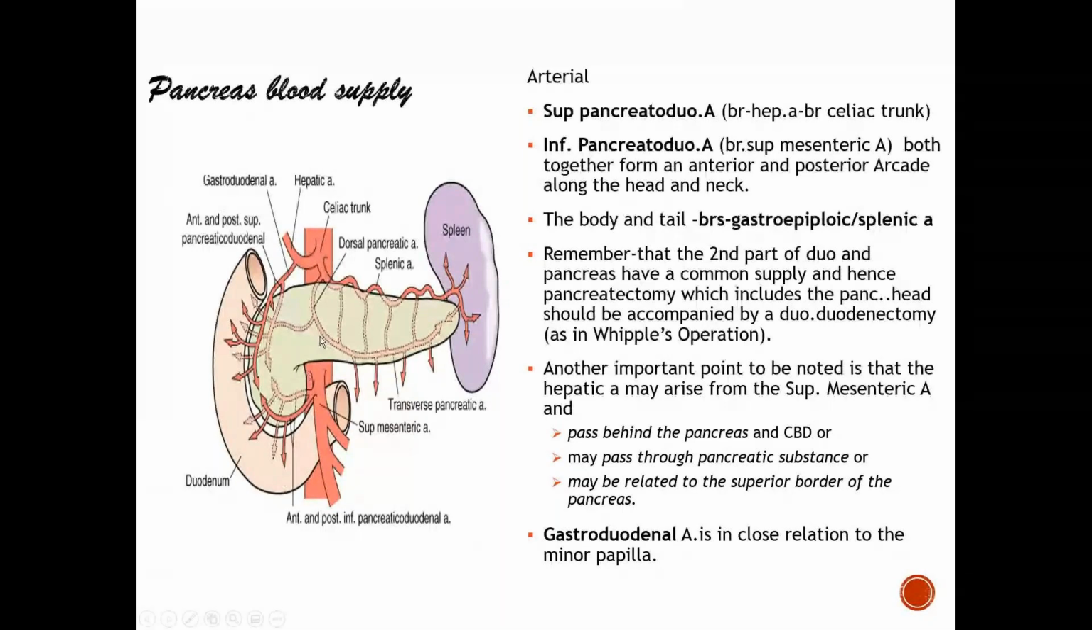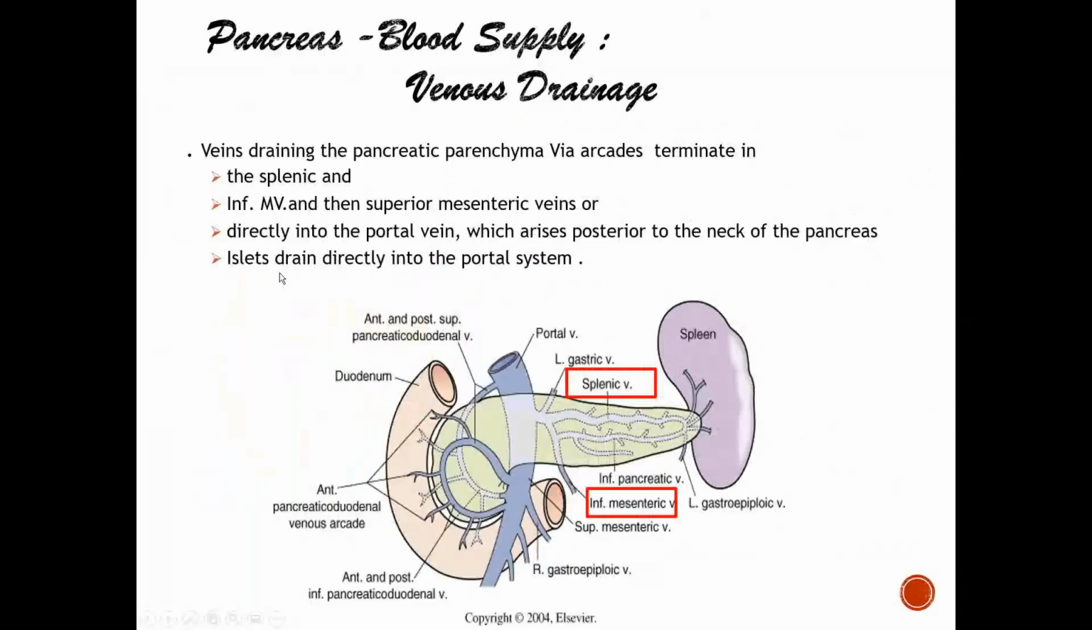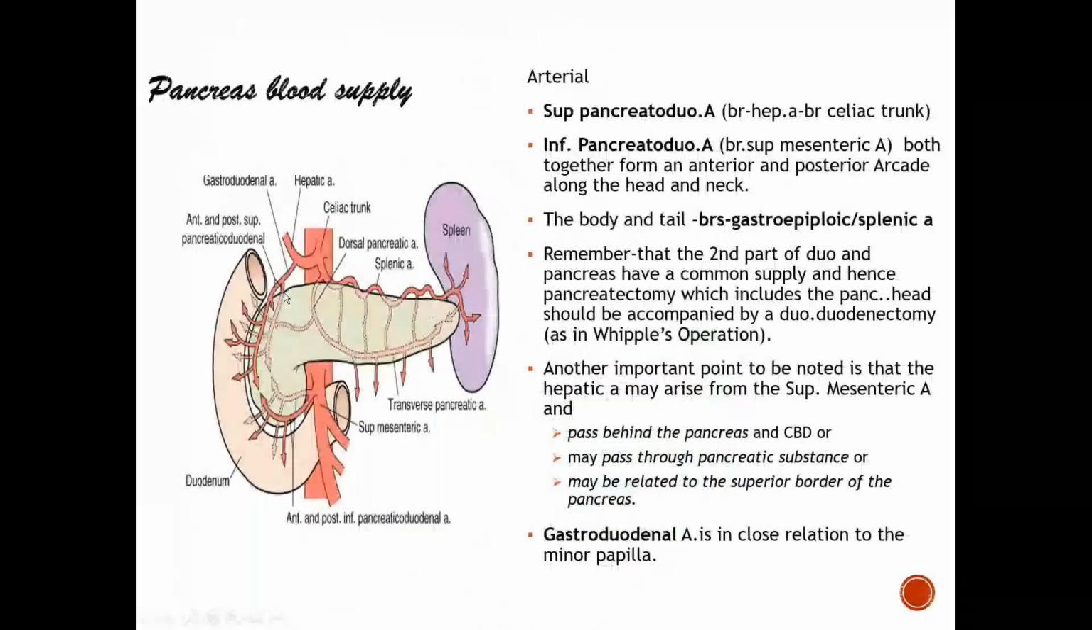Another important point is that the hepatic artery may often arise from the superior mesenteric artery. So the hepatic artery arises here, right? This is the hepatic artery. There could be an anomaly where it's arising from the superior mesenteric. So if the hepatic artery is arising from this part, where is it going? It would go like this. So it is going to pass behind the pancreas and the CBD. The CBD is here, it's opening here. So the hepatic artery is going from here and then approaching here.